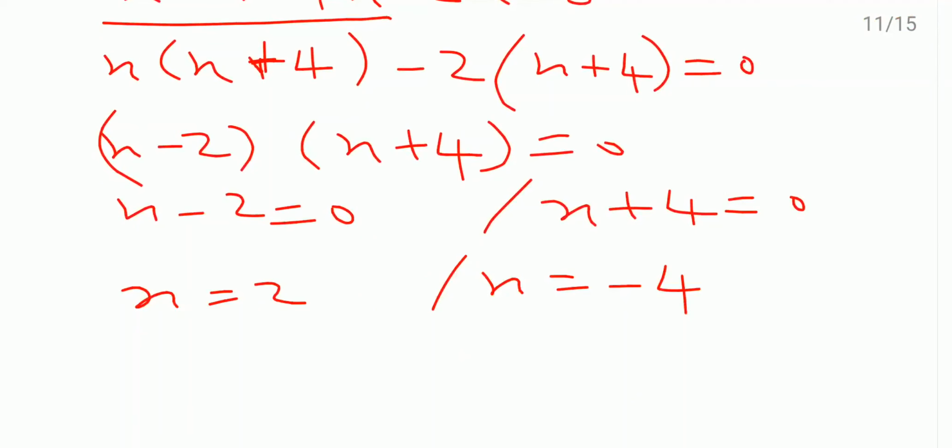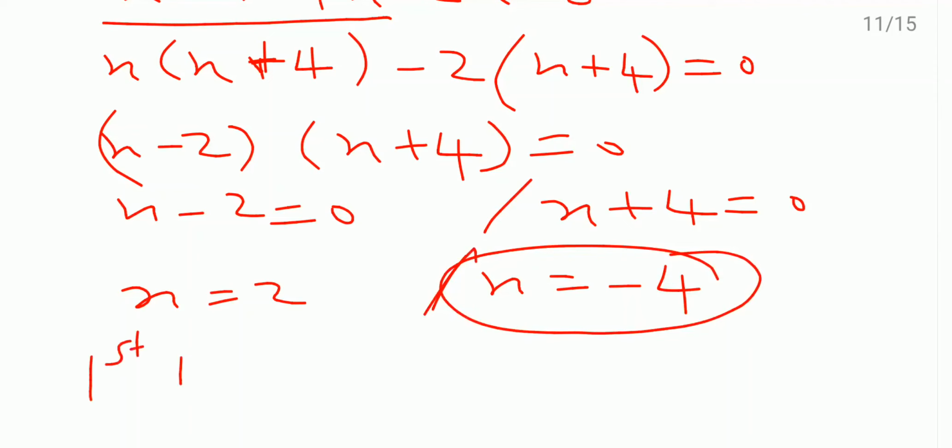So here minus 4, this one will be invalid. This value we will not take because it is negative. So they are asking us to find out those multiples of 5. So here the first number, which is equal to 5x. That means 5 into 2, which comes as 10.